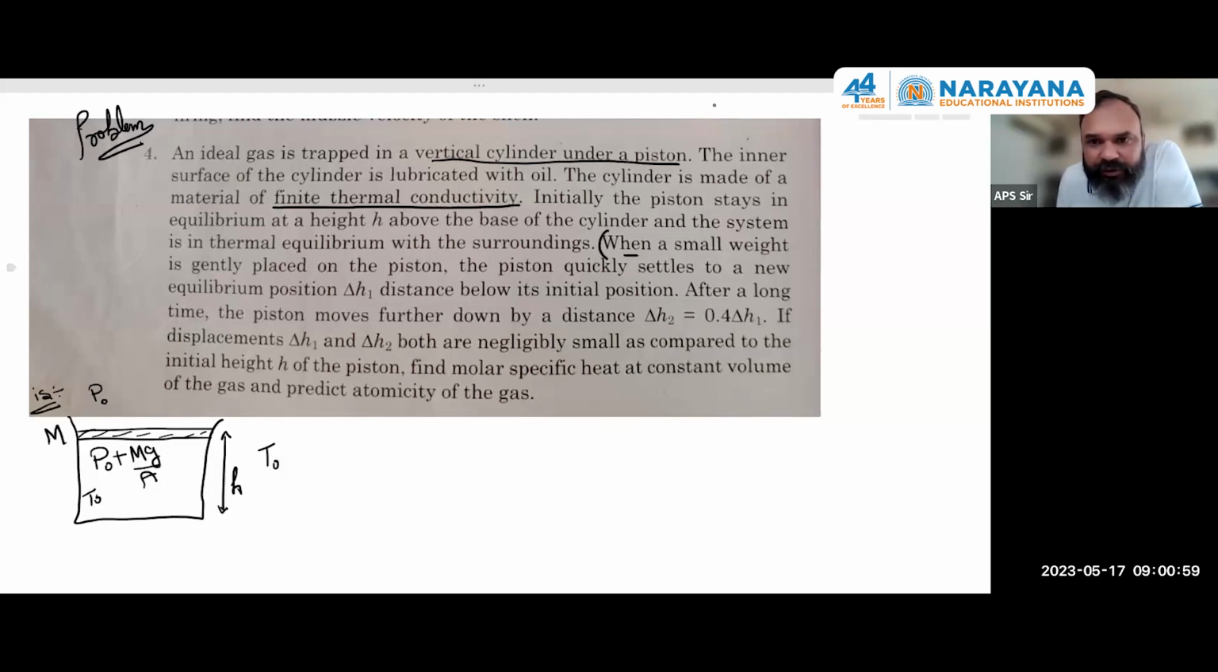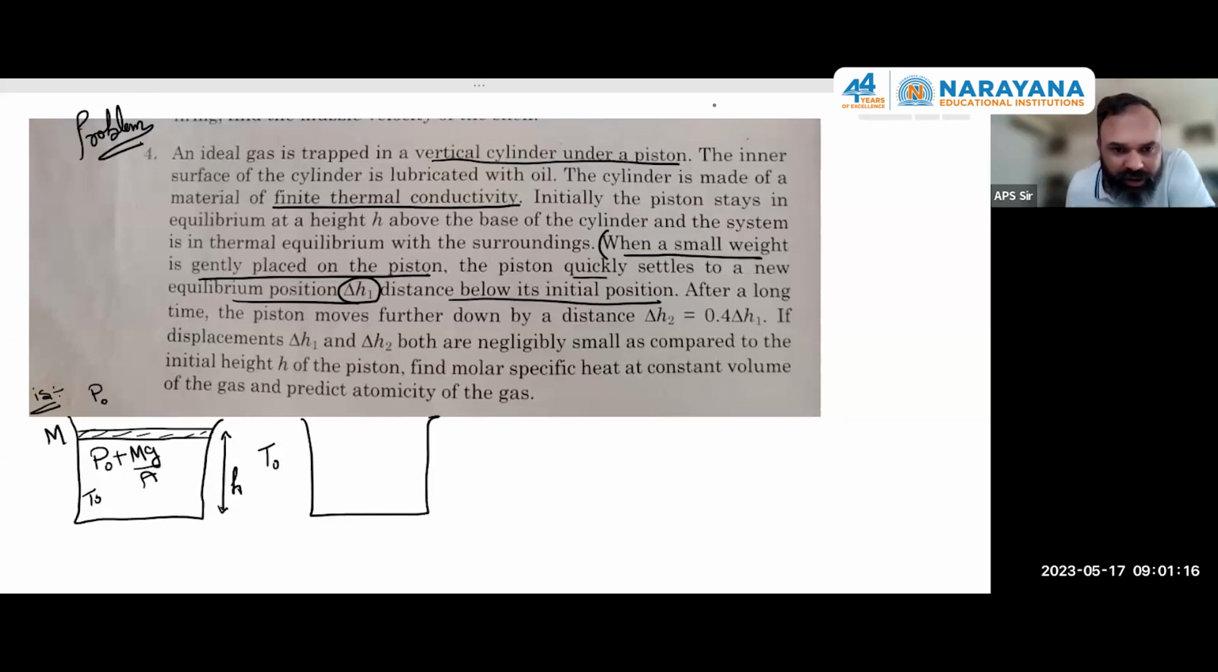Now he says when a small weight is gently placed on the piston, it quickly settles to a new position, which is delta H1 distance below the initial. So you put a weight there, it will come down to a new position, right? And that position is acquired nearly immediately. So use this data that this distance is delta H1, and now I've got a mass also kept over it, and that is immediate. Just think. So this was your first step.